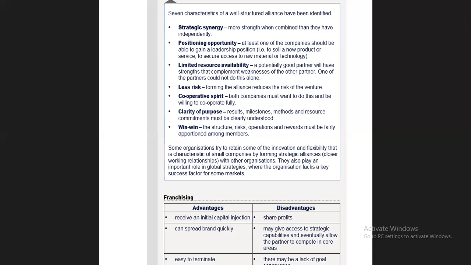Now, limited resource availability. A potentially good partner will have strengths that complement the weaknesses of the other partner. As human beings, we have some strengths and weaknesses. The weakness of one person is covered by the strength of the other, and the other one's weakness is covered by the first one's strength. So we complement each other in every aspect, financially, physically, emotionally. We balance each other. This is called limited resource. If we complement each other, this means that the strategic alliance is good.